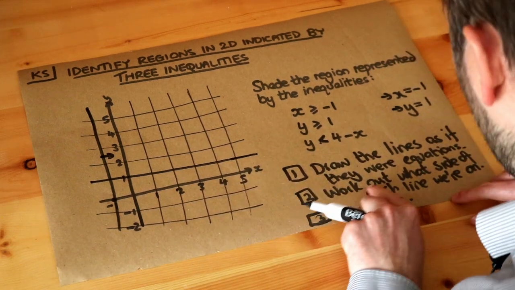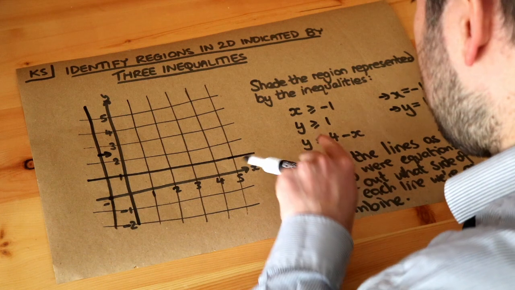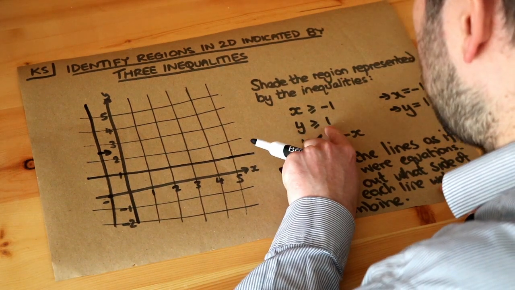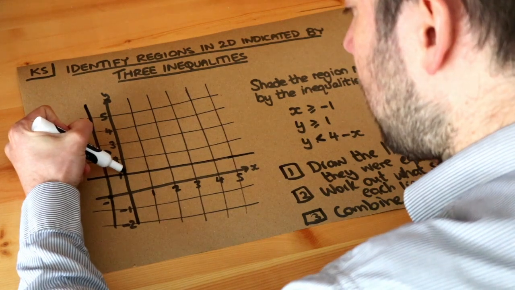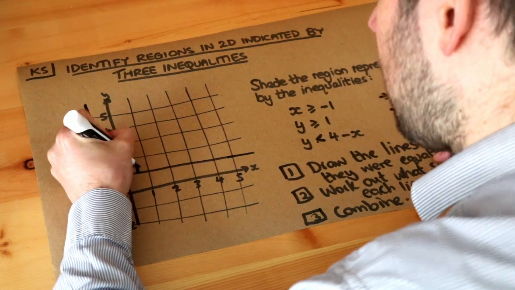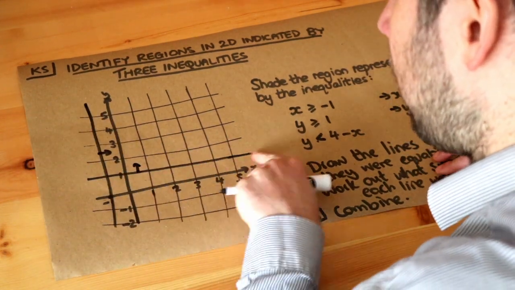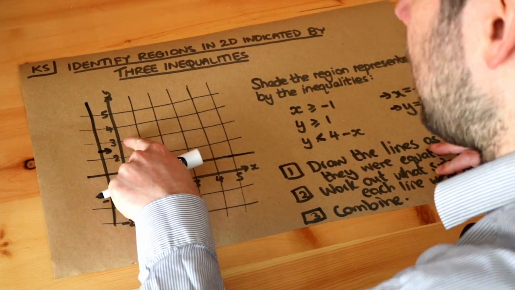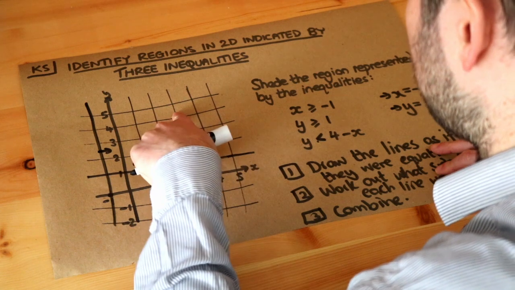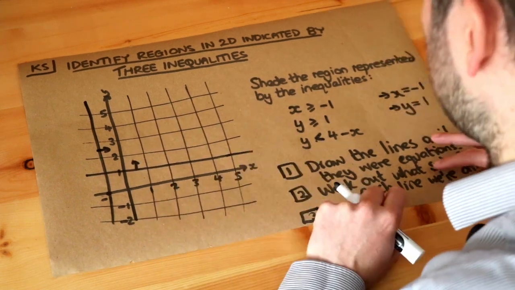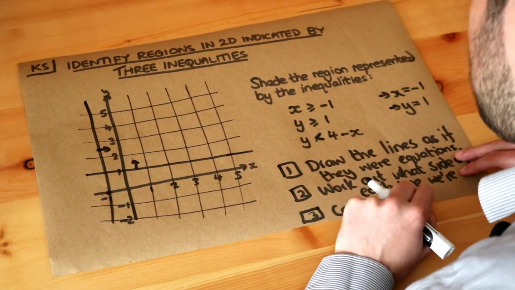And the second step, work out what side of each line we're on. Now the y value can be greater or equal to 1. So if the y value was greater than 1, it's going to be above the line. So we're going to put a little up arrow to indicate that we can be on this line or anywhere above it. If, for example, you're here, the y value is greater than 1. If you're here, the y value is greater than 1. If you're here, the y value is greater than 1. And so that would satisfy this inequality.